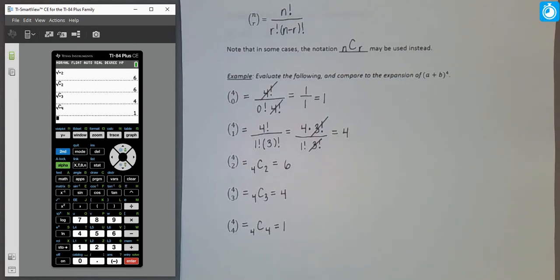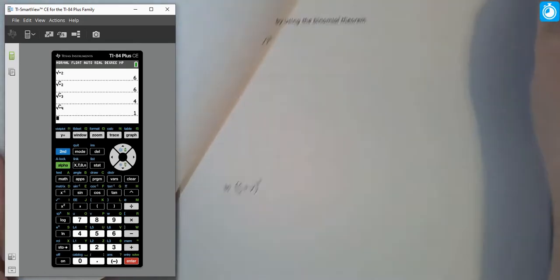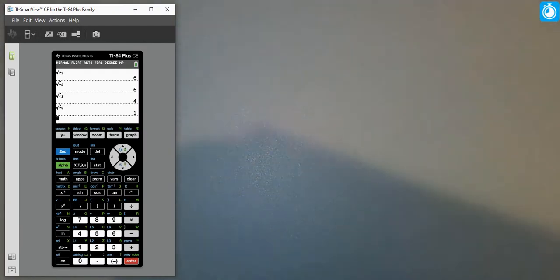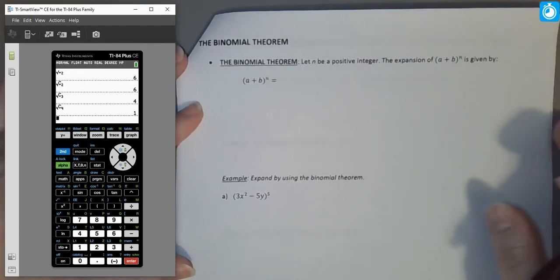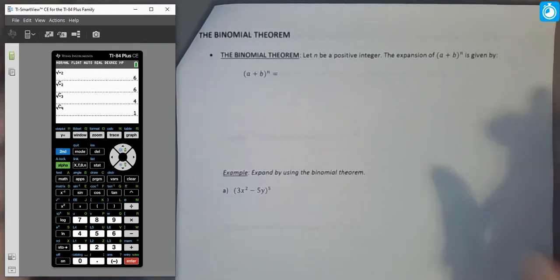And it's going to take all those patterns that we recognized on the first page, plus this new notation, and it's going to put it all together into a summation, because notice we're adding up a bunch of terms. Okay, so the binomial theorem. So we're going to allow n to be a positive integer. That's going to be the exponent. The expansion of a plus b to the n power is given by the following.